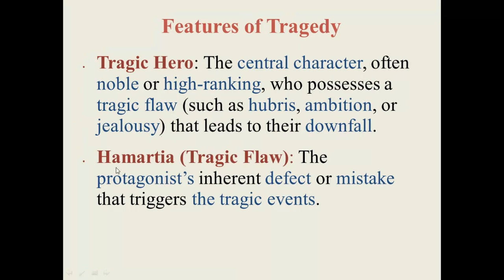The second one is hamartia. The second feature of a tragedy is hamartia, which is also called tragic flaw. The protagonist, the central character, has an inherent, natural defect. That defect is also called a weakness or a mistake that triggers the tragic event. So that starts and leads the tragic events. So the second feature of tragedy is having hamartia, that is tragic flaw.